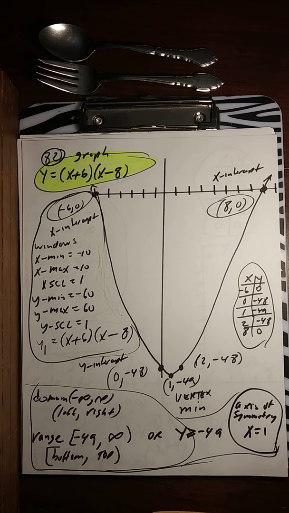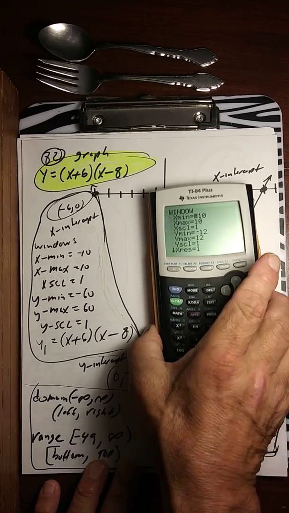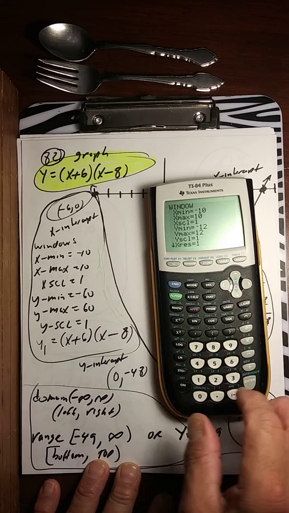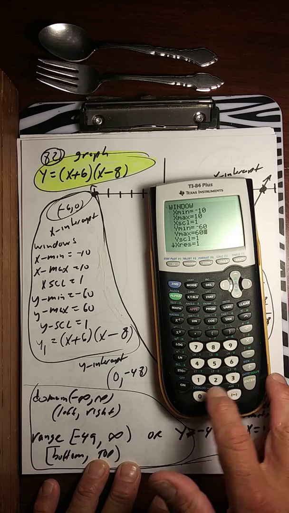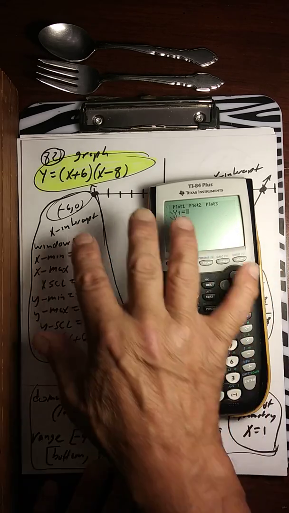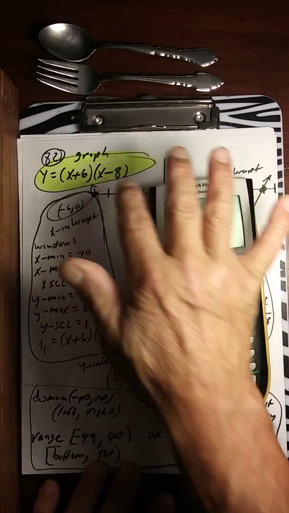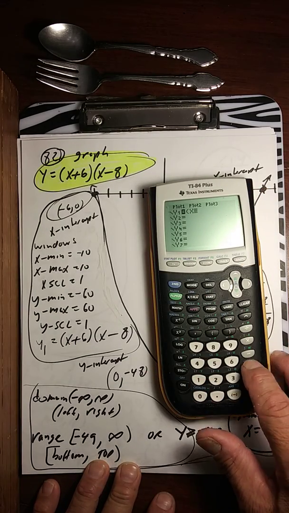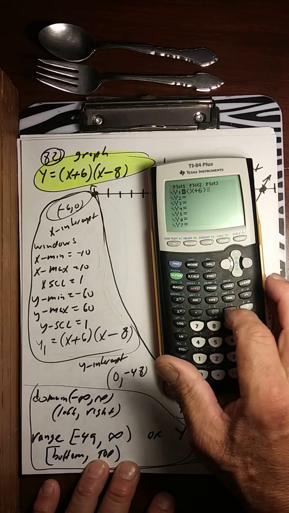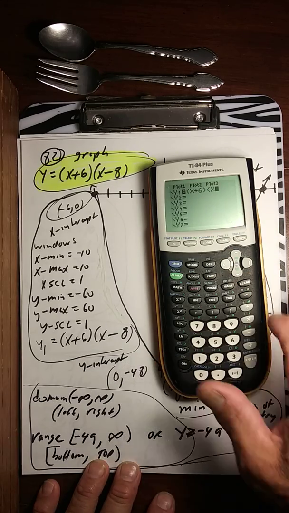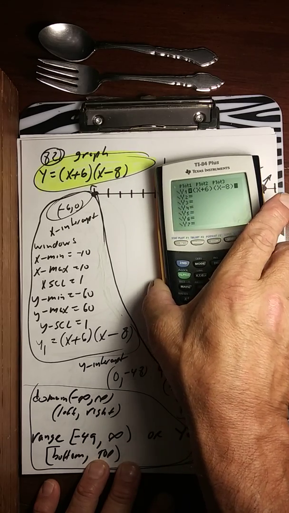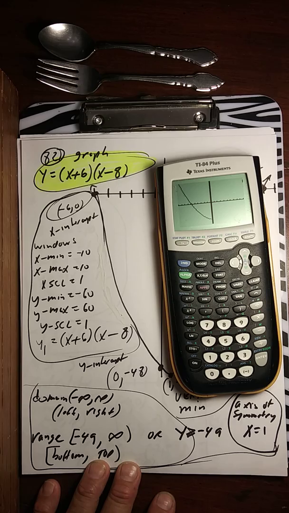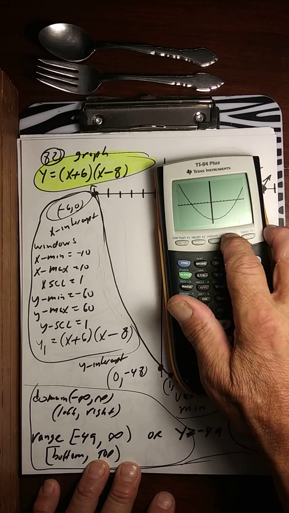Okay, get my machine out. So let's go Windows. It says negative 10, 10, 1, and then it says negative 60. Let's change the number: negative 60 and 60. Then Y is (x plus 6)(x minus 8). Hit graph. There it goes. You can do a trace if you want.